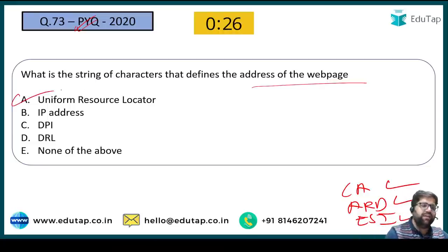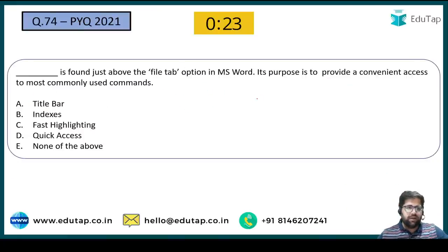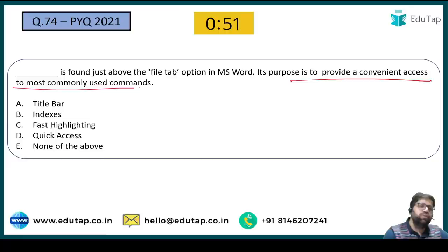Yes, it's URL, Uniform Resource Locator. Very easy, address of each web page. Question number 74. Again a PYQ, my friend. Dash is found just above the file tab of MS Word. Its purpose is to provide convenient access to almost all the used commands. This is an example of the quick access toolbar.